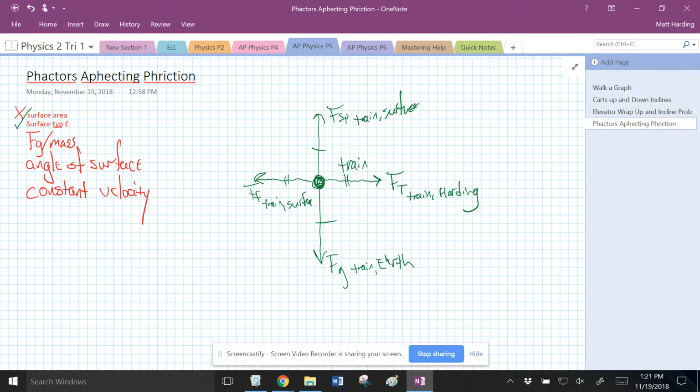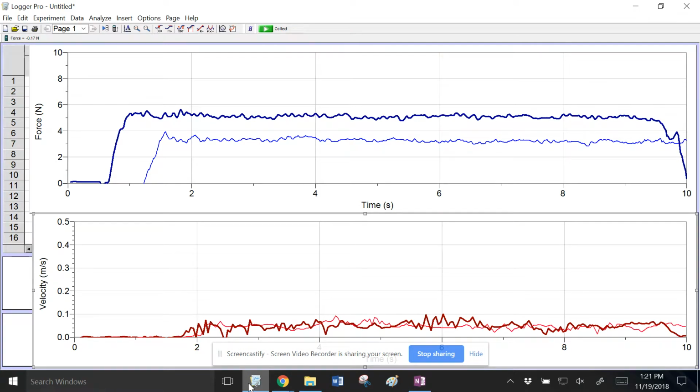If I change the mass, what all changes in this diagram? Run that by your neighbor really quick. If I change the mass of this thing, what other impacts is that going to have? So let's check it out, right? Like if I take these blocks off, now this is less massive. Let's give it a run here.